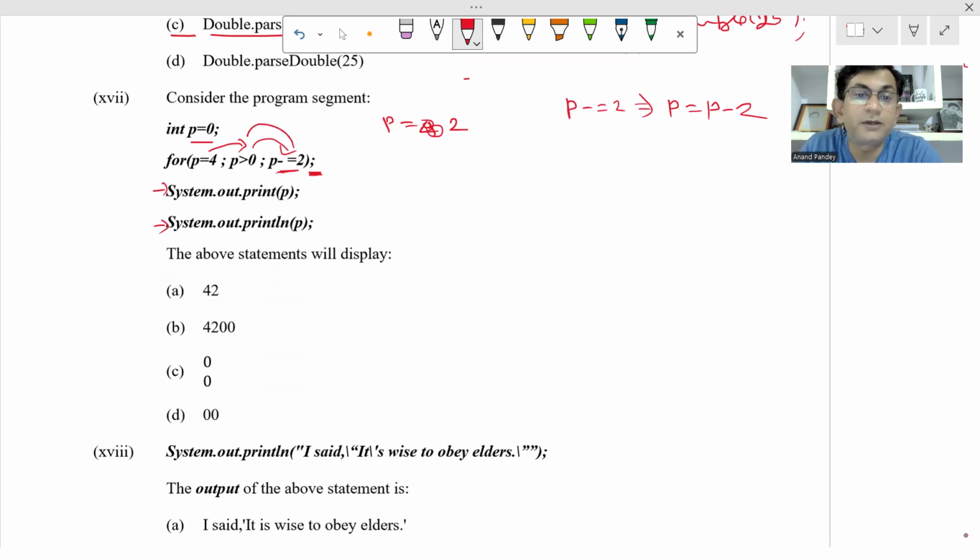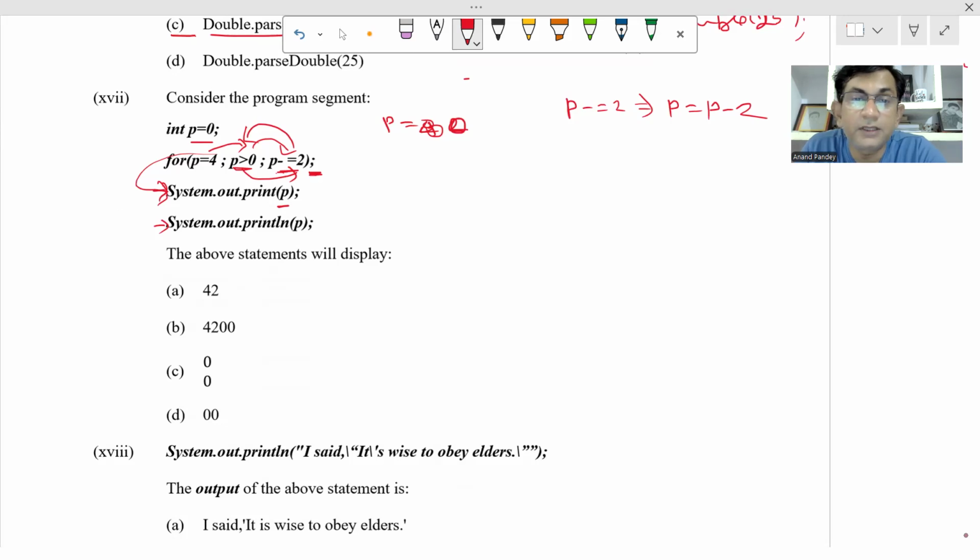Then it will come back to here. Condition true, again condition true, so it will go for P equal to P minus 2. Now P will be 0. Now 0 is greater than 0? Condition false. So as soon as the condition is false, control will go outside the loop. It will reach here, and the value of P will be printed.